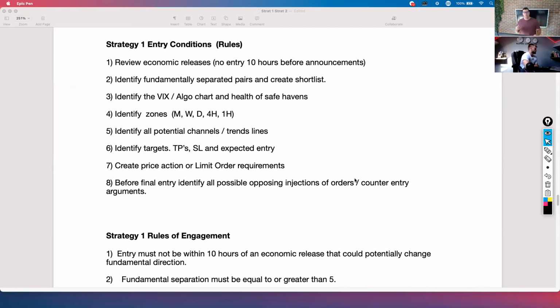Okay. Number 7, create price action or limit order requirements. This will be most important for Strat 2, which we'll go over tomorrow. When we will be placing limit orders for Strat 2, we would want to place those at that time. Okay. And before final entry, identify all imposing objections or counter entry arguments.